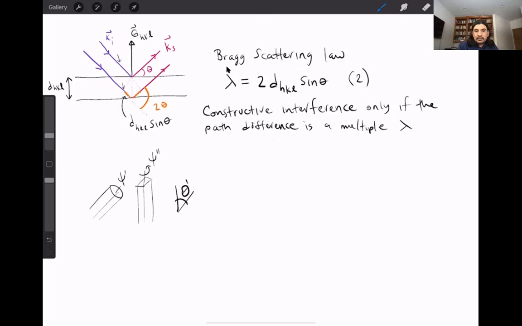I was wondering, the wavelength that we have, we can't really change it from the XRD device, right? So the only parameter we have is this angle change. Right. And then we'll be able to find this d.